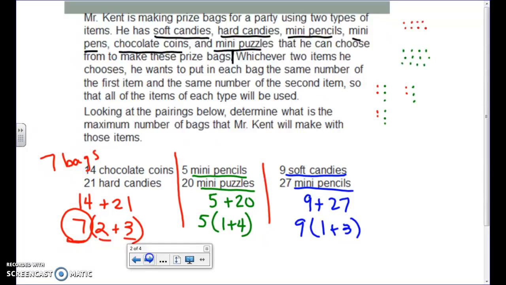So again, I'll have 2 and 3, and those are used up now. And then again, I could do 2 and 3, and those would be used up again. 2 and 3, those will be gone. And finally, 2 and 3.